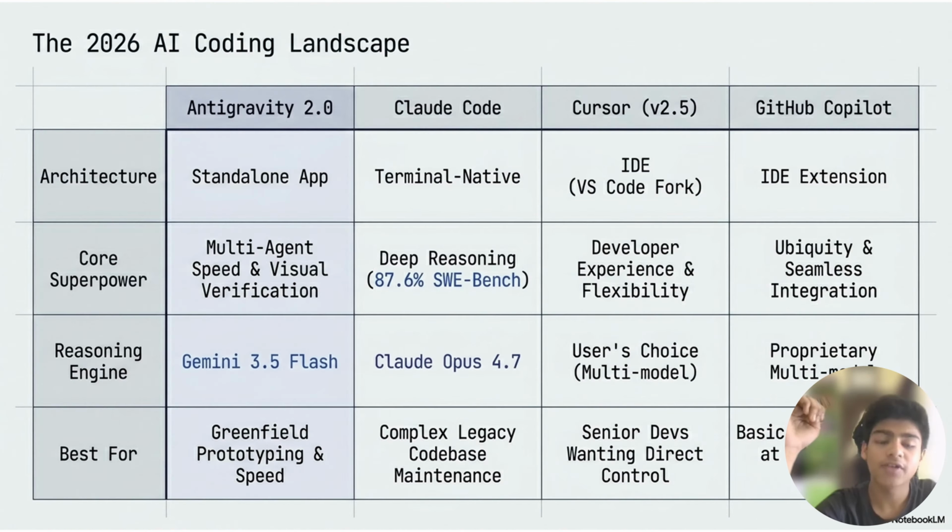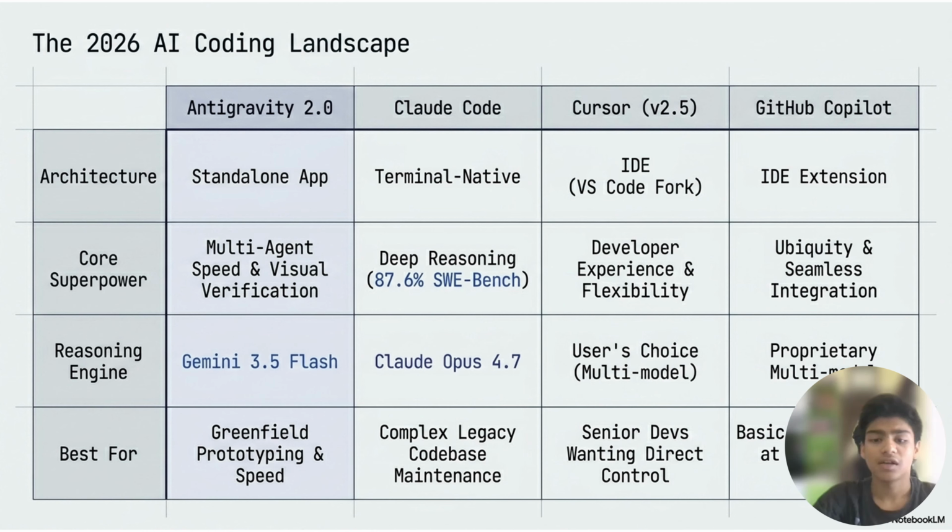Next is the 2026 AI coding landscape. There are four code writing platforms which we have included: Antigravity 2.0, Claude Code, Cursor version 2.5, and GitHub Copilot. There are four criteria. In terms of architecture, Anti-Gravity 2.0 is a standalone app, while Claude Code is terminal native. Cursor is the IDE, a VS Code fork, and GitHub Copilot is an IDE extension.